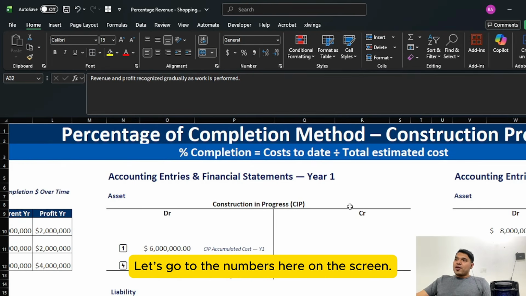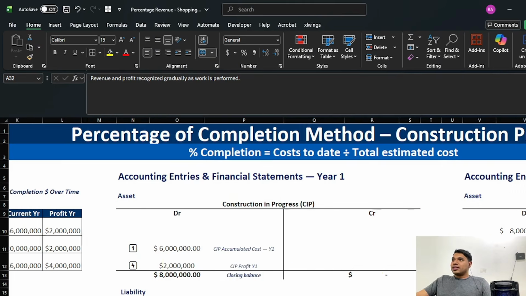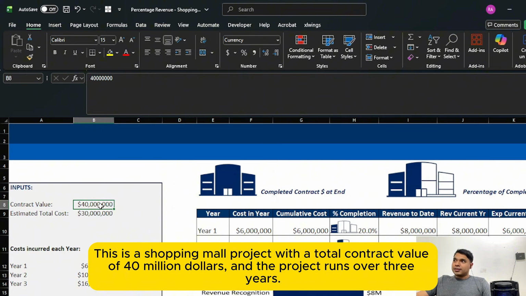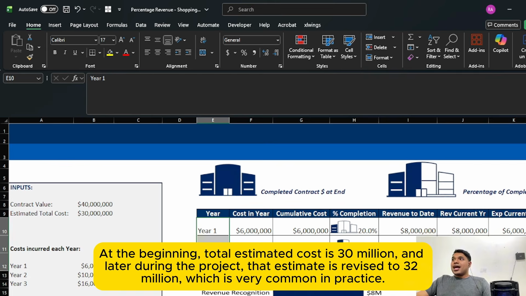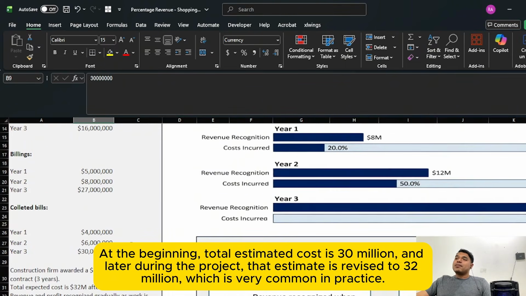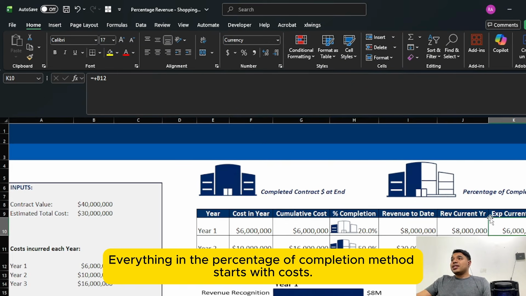Let's go to the numbers. Here on the screen, we have the construction contract. This is a shopping mall project with a total contract value of $14 million, and the project runs over 3 years. At the beginning, total estimated cost is $30 million, and later during the project, the estimate is revised to $32 million. Everything in a percentage of completion method starts with cost.